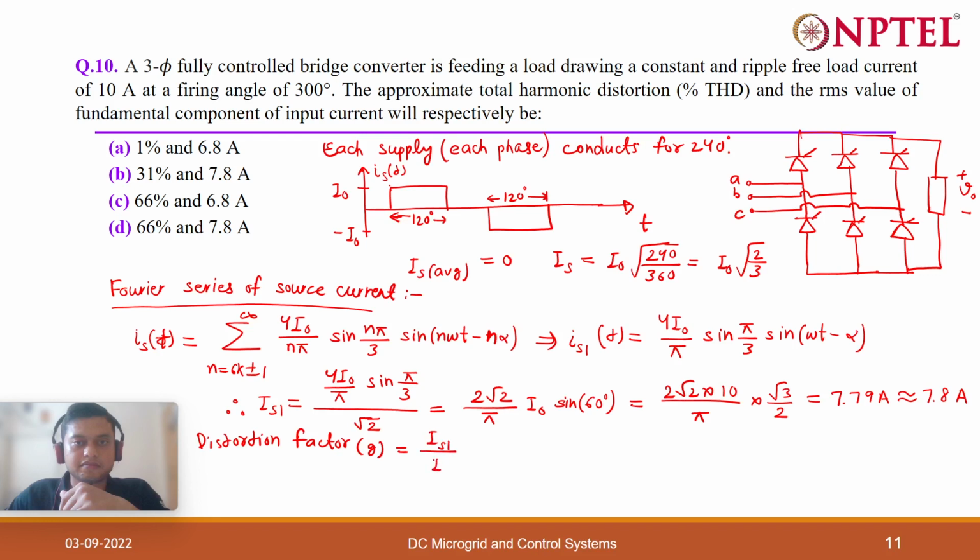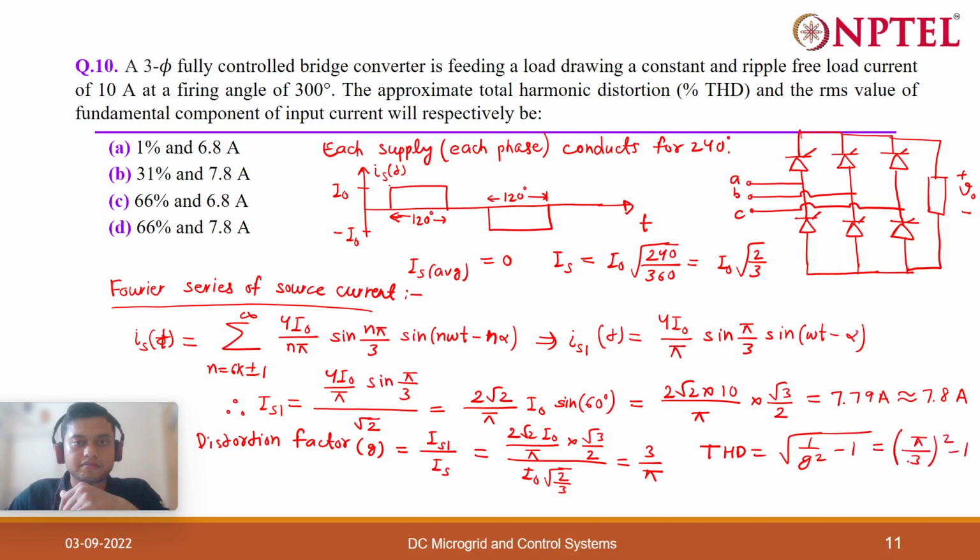IS1 divided by IS. So put this: 2 root 2 I naught divided by pi, sine 60 is root 3 by 2, and then we have IS, which we have calculated as I naught root 2 divided by 3. So it comes out to be 3 divided by pi, and so THD you can calculate here as 1 divided by G square minus 1. So it will be pi divided by 3 square minus 1 under root whole. So it comes out to be 0.3108. In percentage you can write it as 31%.